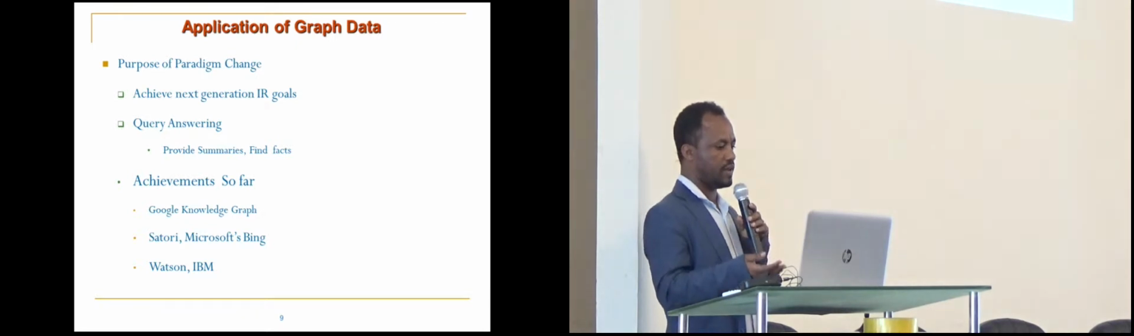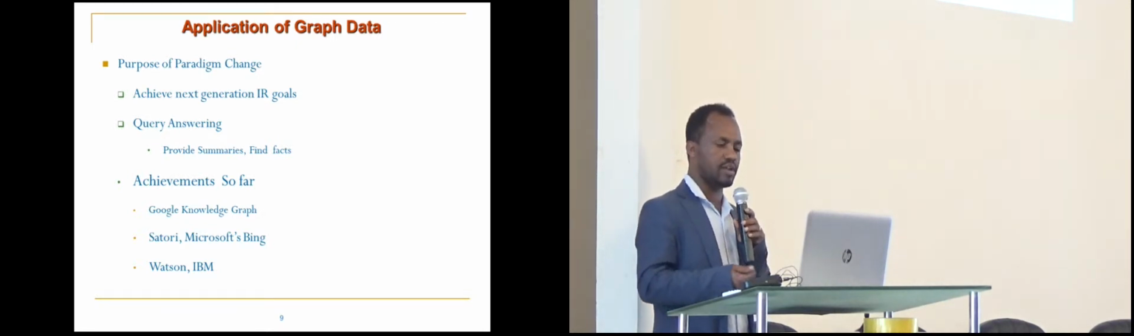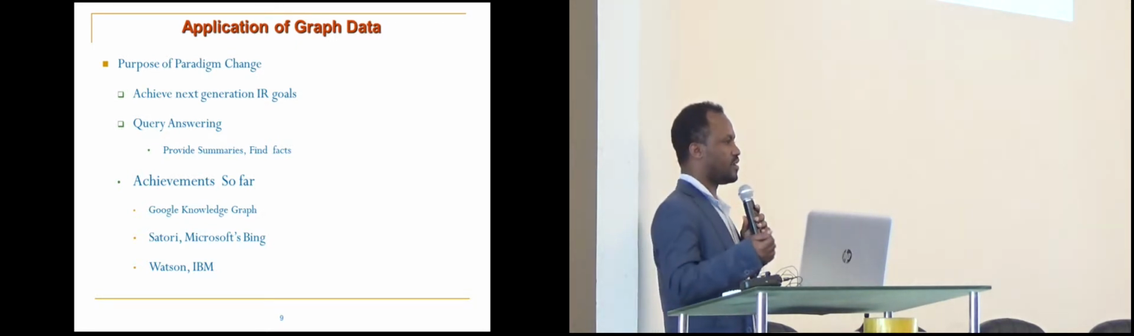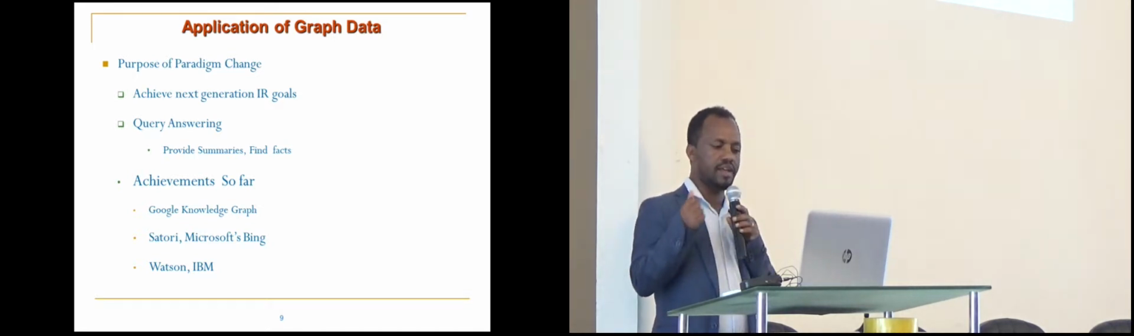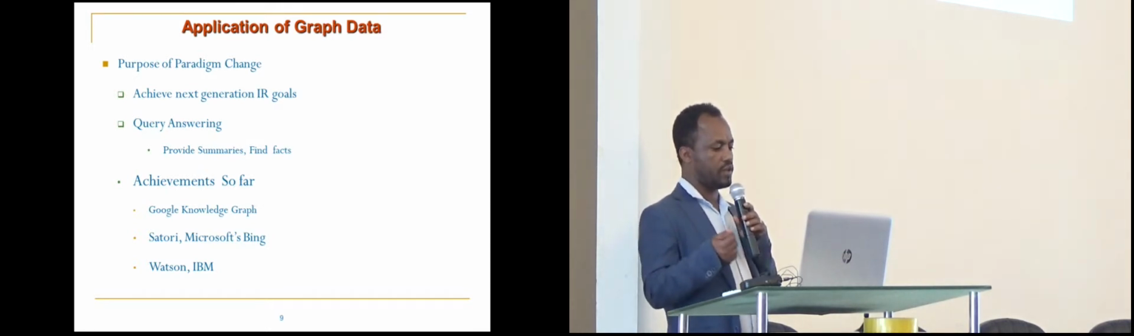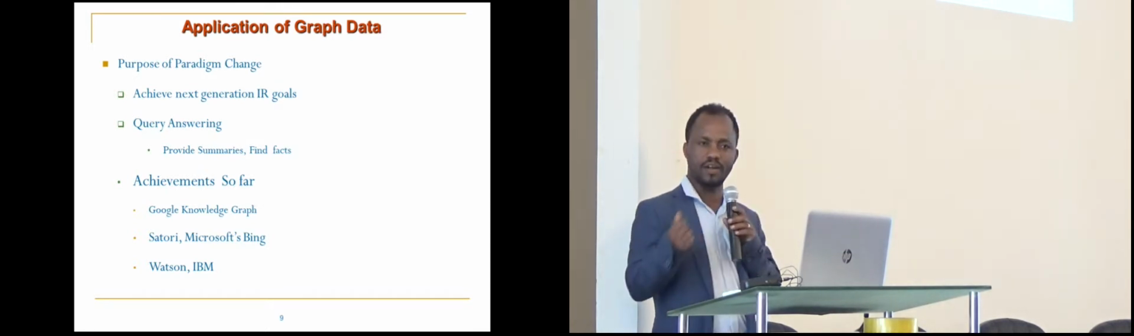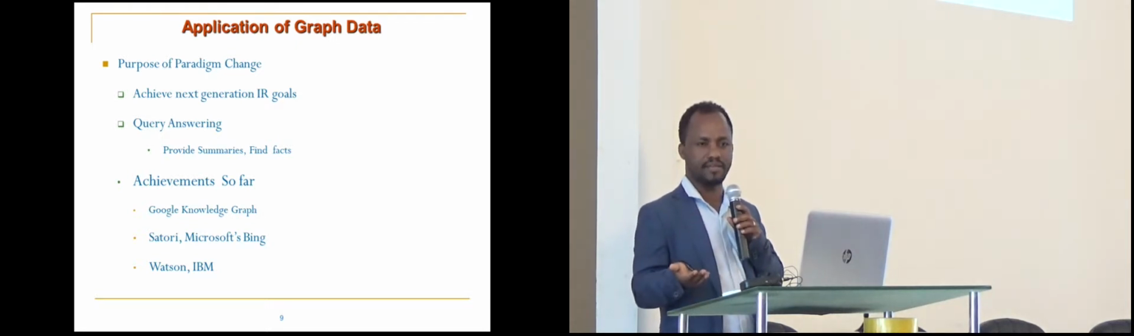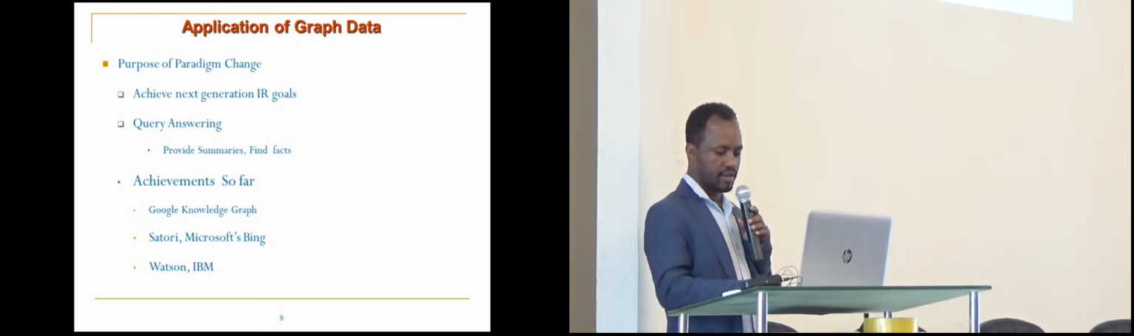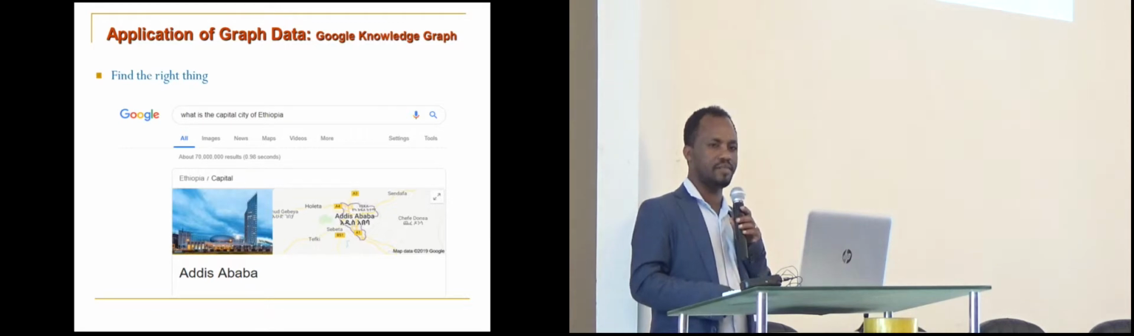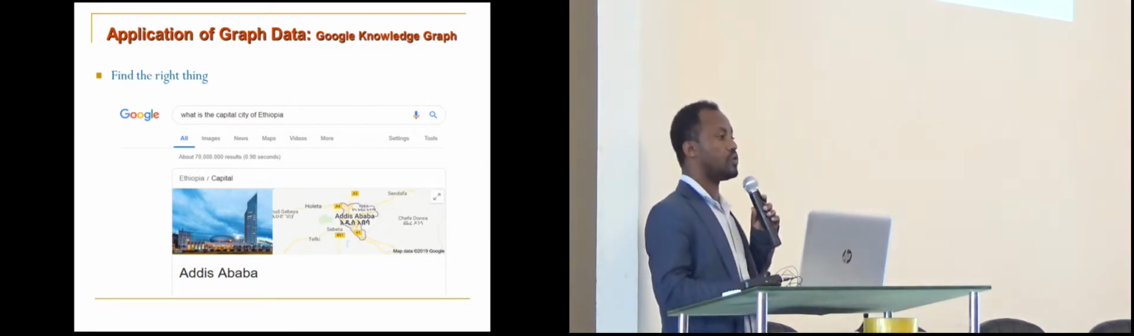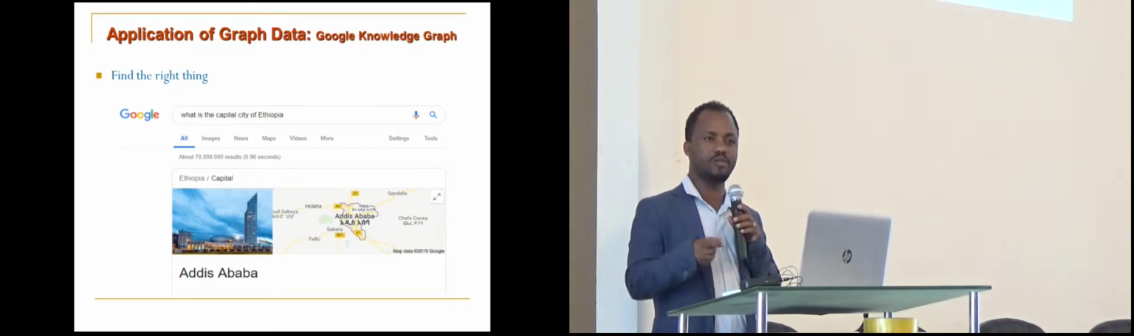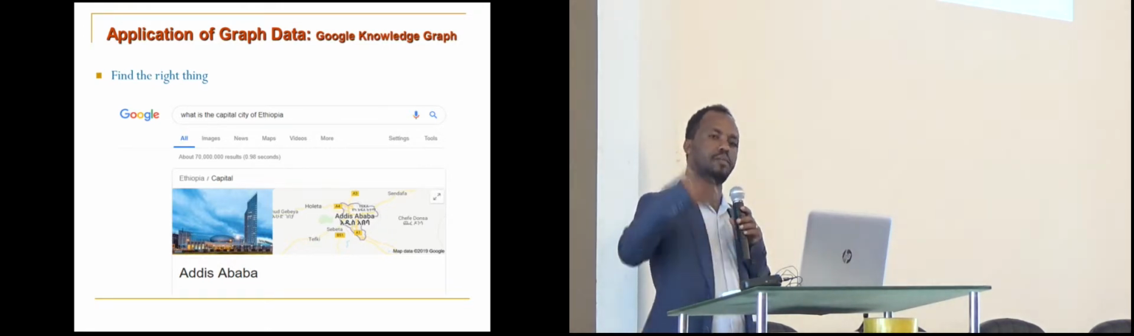You can see some examples. For example, Google has the Google Knowledge Graph, if you are aware of it. In Microsoft, there is what we call Satori. In IBM, we have Watson. They are based on knowledge graphs. For example, if I write a query in Google, what is the capital city of Ethiopia, usually the answer for this query is extracted from a knowledge graph.